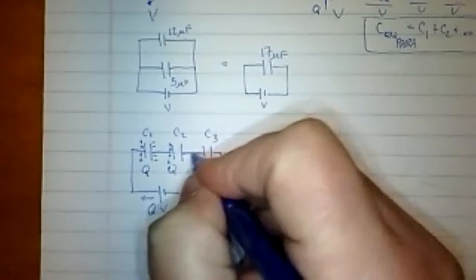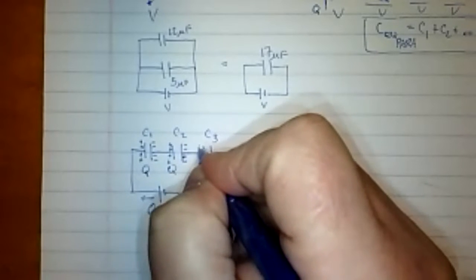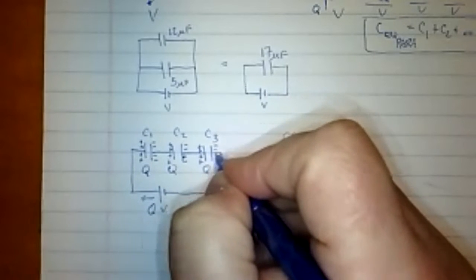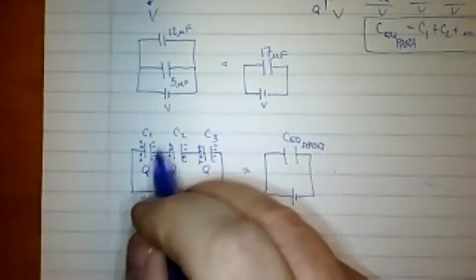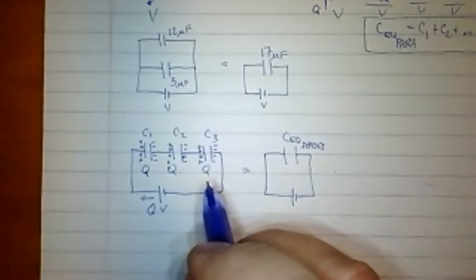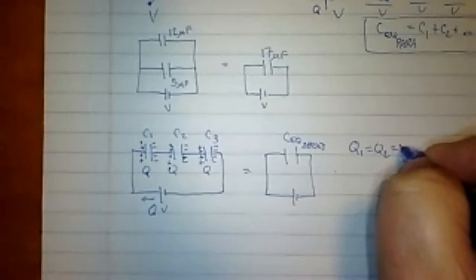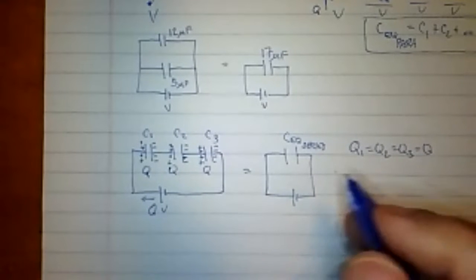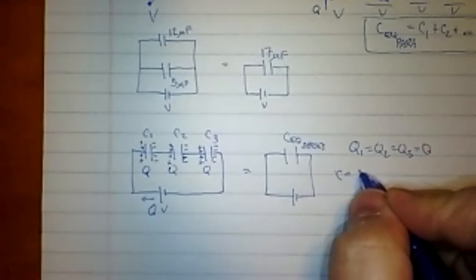And then this part was originally isolated, so this is going to become negative, and the amount of negative is going to be exactly equal to the amount of positive that comes up here. So again, we're going to get Q there, and then we'll get negative Q there. So in this case, the voltages aren't the same, but rather the charges are the same. So Q1 is equal to Q2 is equal to Q3 is equal to just plain Q.